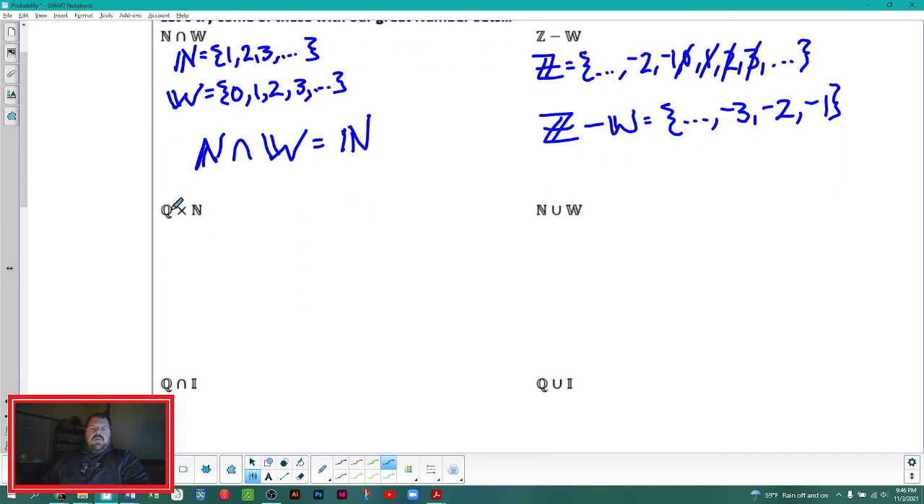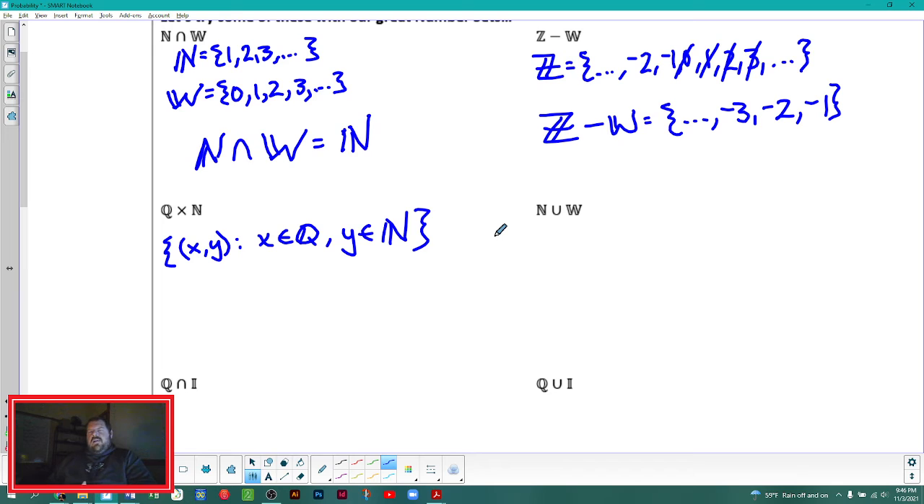In our next one, we have the product of the rational numbers and the natural numbers. There is no good way to say this. I can't even really get it started and say, all right, you can repeat the pattern. So I'm going to use set builder notation. It's going to be the set of all x, y ordered pairs such that x comes from the rational numbers and y comes from the natural numbers.